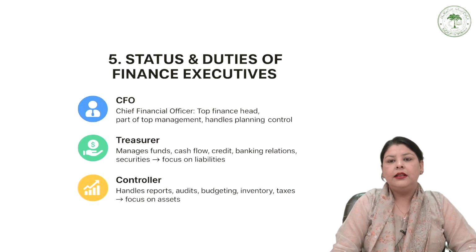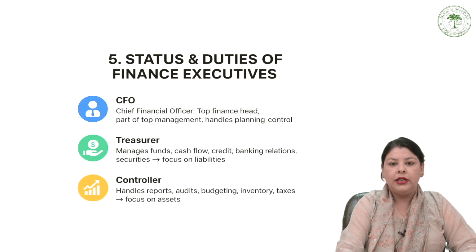The fifth function is status and duties of finance executives. The CFO, that is Chief Financial Officer, is the top finance executive, sometimes called finance manager, director of finance, or vice president of finance. The CFO shapes policies and ensures financial planning and control. In large firms, the CFO is supported by a treasurer who manages funds, cash flow, credit and banking relations, and a controller who handles reports, audits, budgeting, inventory and taxes. Thus the CFO ensures financial health. The treasurer manages money flow and the controller ensures accurate reporting.